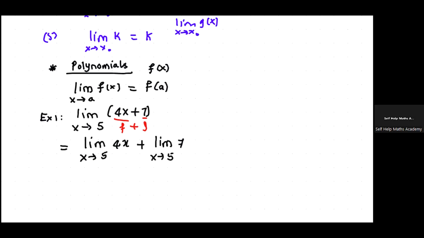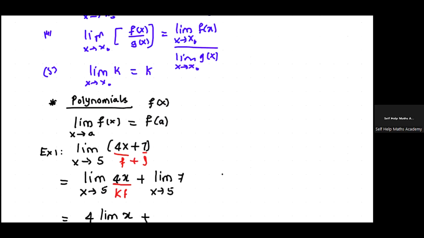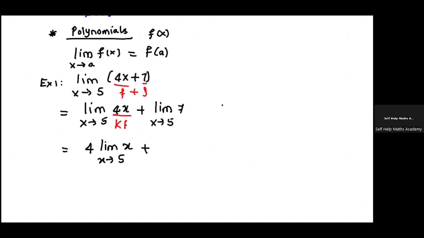Now you can observe this particular function, it is like k into f. So we can write it as k into limit of f of x by using the property again. Hence I'll write this as 4 into limit of x as x is tending to 5, plus, the fifth property says that limit of a constant as x tends to x naught will be the constant itself. So therefore this value is 7.